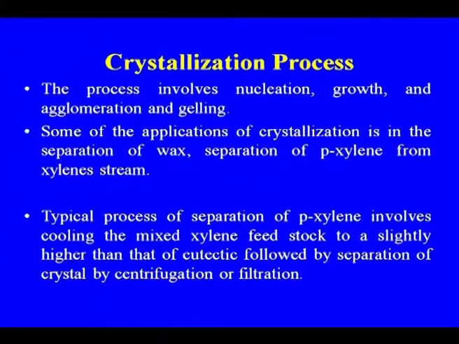The process involves nucleation, growth and agglomeration in the xylene. The typical process of separating paraxylene involves cooling the mixed xylene feedstock to a temperature slightly higher than that of the eutectic, followed by separation of the crystals by centrifugation or filtration. This process is used extensively, because there are two processes for the separation of paraxylene: one is based on adsorption and the other is based on crystallization.